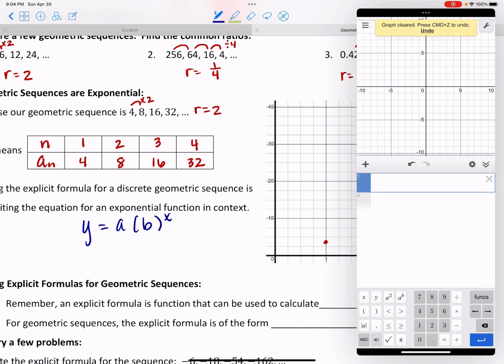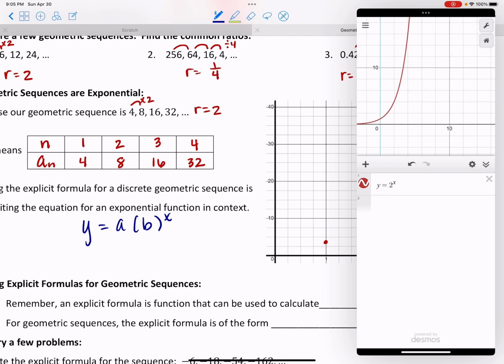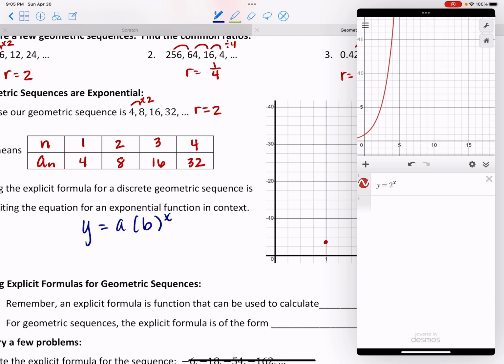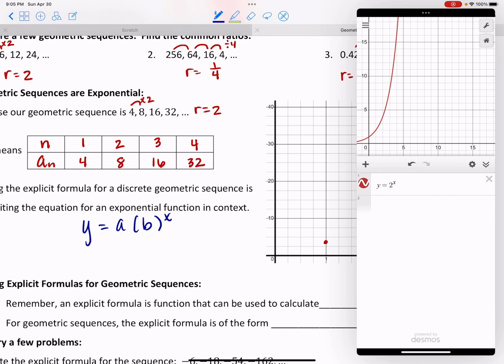And just to refresh your memory, if I was graphing, let me get rid of all this. Let's just say y equals 2 to the x power. Then we know what exponential growth looks like. So here's the concept. In context, we would just focus on the first quadrant, and that's pretty similar to what we're doing here. But in context, we would start on the y-axis at 1, and then we would grow from there.